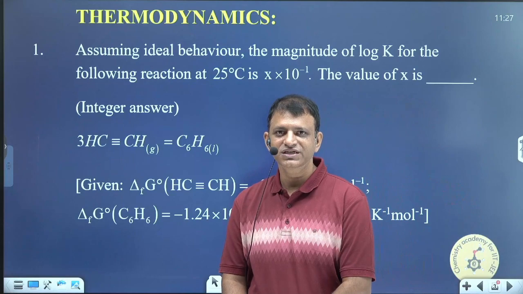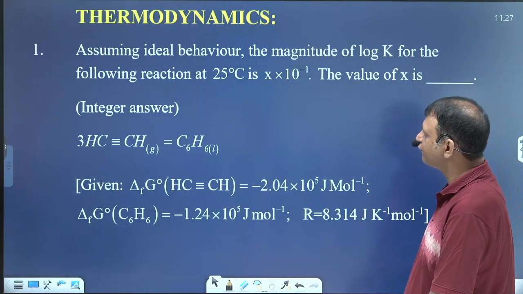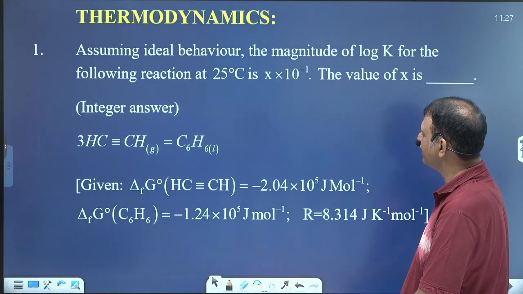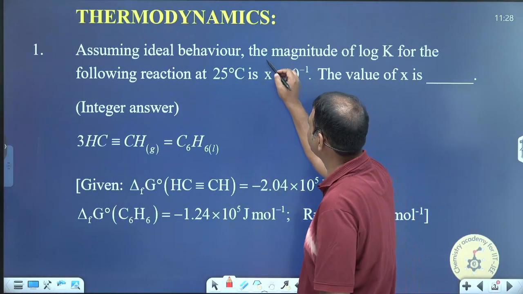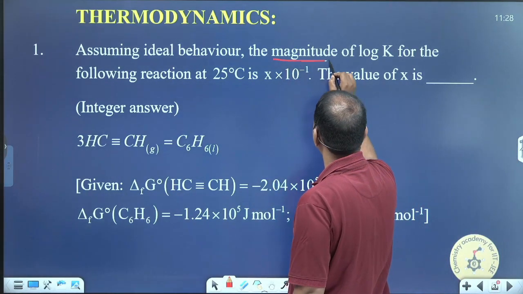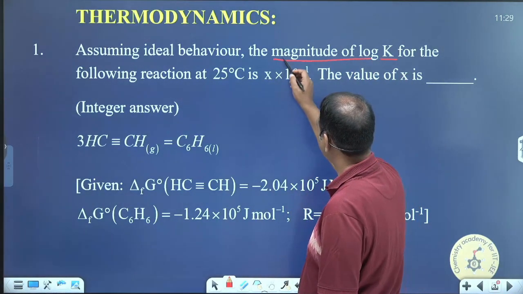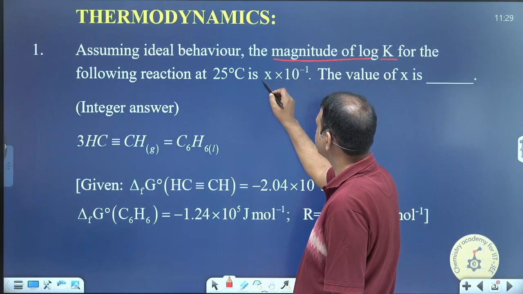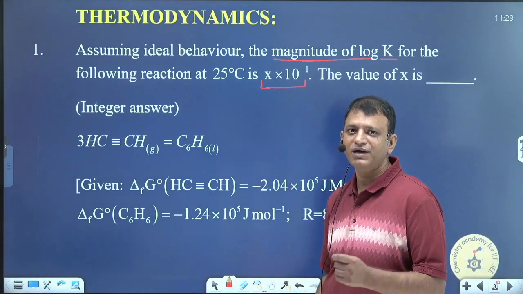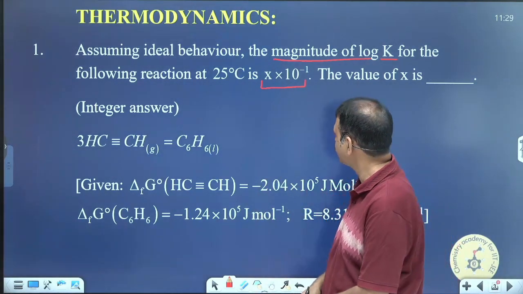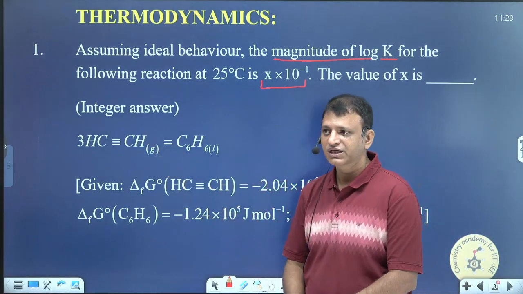The first question is, assuming ideal behavior, the magnitude of log K for the following reaction at 298 degrees Celsius is x into 10 to the power minus 1. So here we have to be careful that we have to calculate the magnitude of log equilibrium constant. The value of magnitude of log equilibrium constant should be represented in this form, x into 10 to the power minus 1. So these 2 points are very important for us while solving the question. The value of x we have to calculate up to the nearest integer.